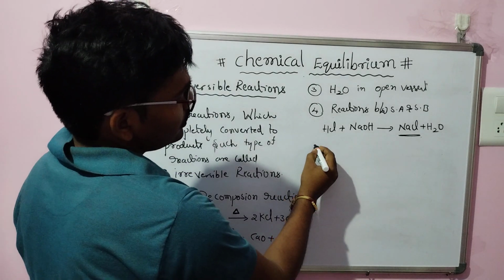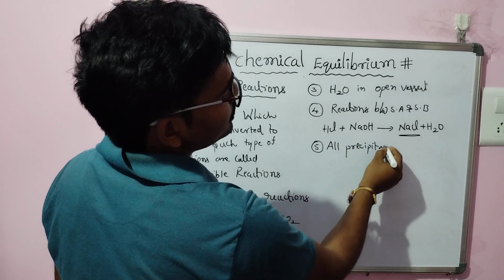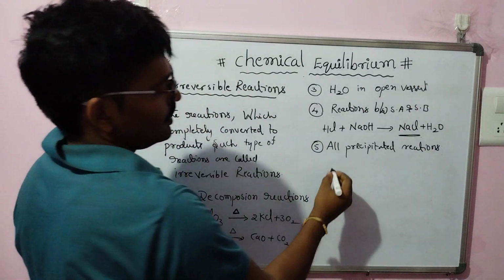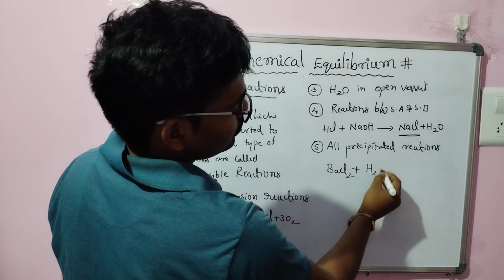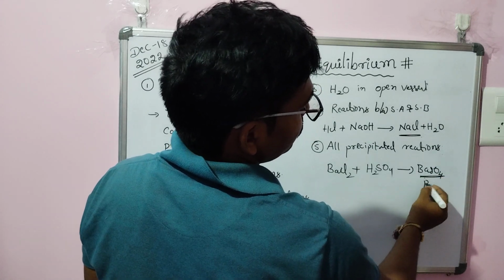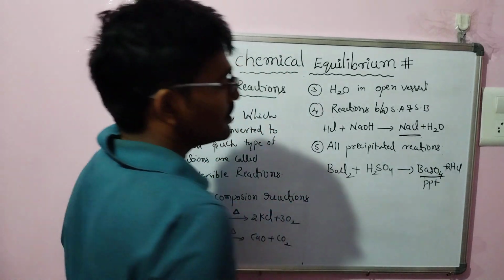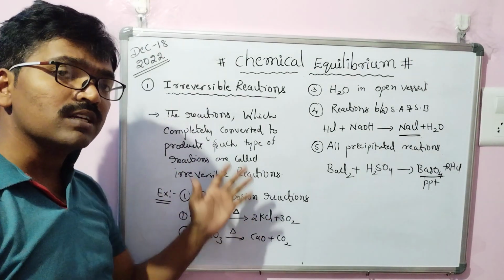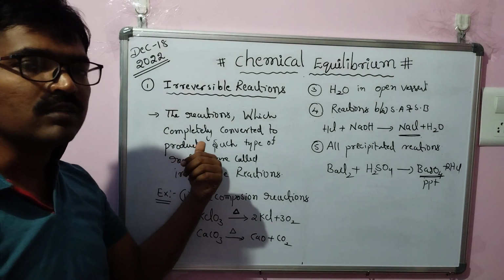Then one more: all precipitation reactions are irreversible reactions. For example, BaCl2 when it reacts with H2SO4 gives BaSO4, which is a precipitate, plus 2 moles of HCl. Such reactions are also irreversible reactions. So irreversible reactions are nothing but reactions where the reactants are completely consumed, 100% converted to products. Such types of reactions we call irreversible reactions.